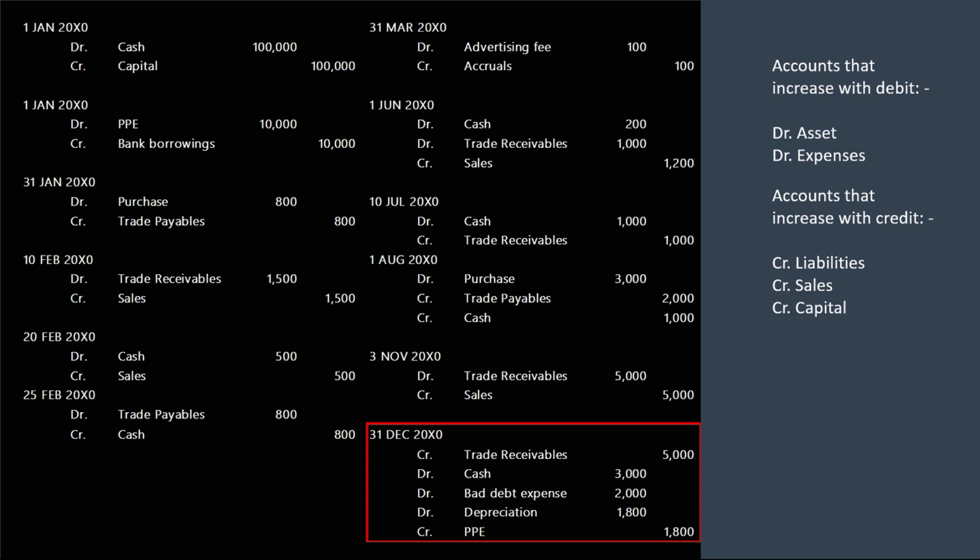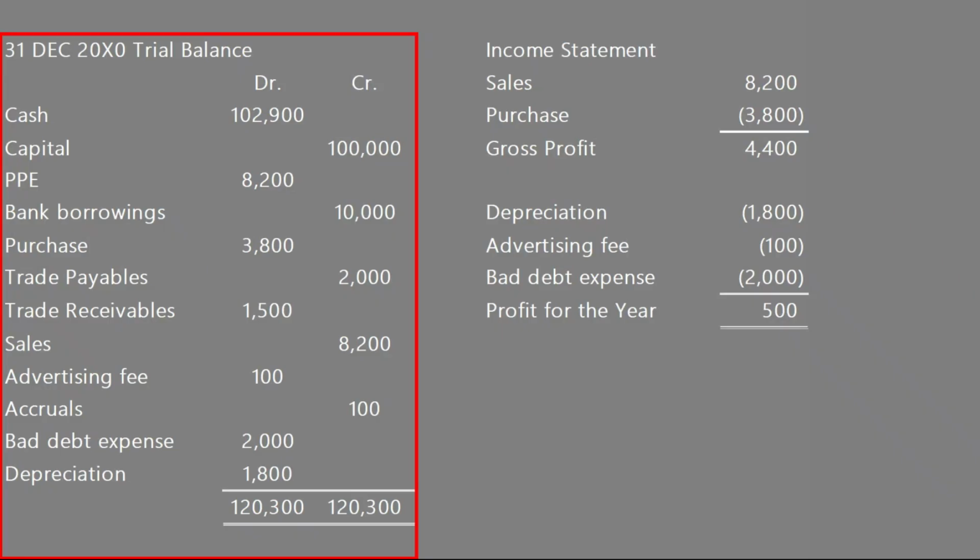Finally, for simplicity, we assume the factory that Michael purchased had depreciated by $1,800 in its value, so we debit depreciation, which is a profit and loss account, and credit PPE by $1,800. Now, after we have prepared the journal entries, we should be able to draw a trial balance that looks like this, with the debit side equal to the credit side.